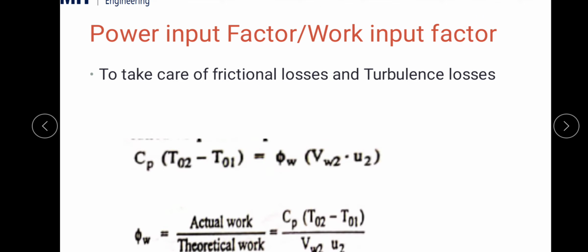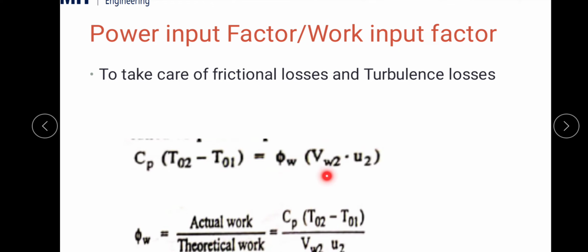This psi w stands for power input factor or work input factor. This value usually varies from 1.04 to 1.06, which means we have to multiply by that fraction. Suppose the work is 100 kilowatt, then we multiply it again by that factor so that the extra amount of work is supplied to overcome the losses. It is just a simple mathematical expression. Now this is the actual work, or we can say the theoretical work.